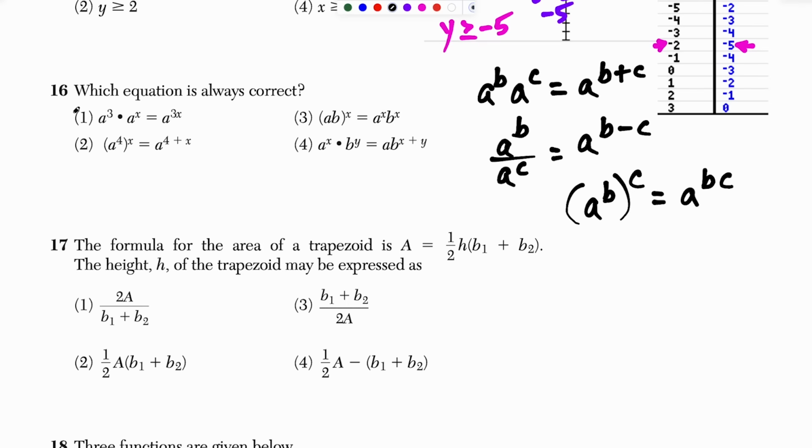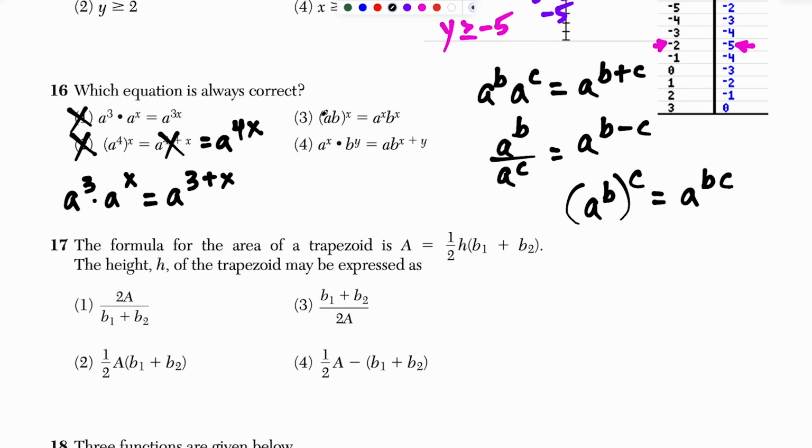So for choice 1, this is no good because if we do a to the third times a to the x, that's going to equal a to the 3 plus x, not a to the 3 times x. So that's not always going to be correct. If we have a to the 4th to the x, that's the third rule, it's not going to equal a to the 4 plus x. It should equal instead a to the 4x power. We would multiply 4 times x and get 4x. So this one is out.